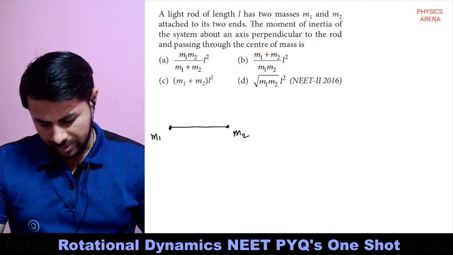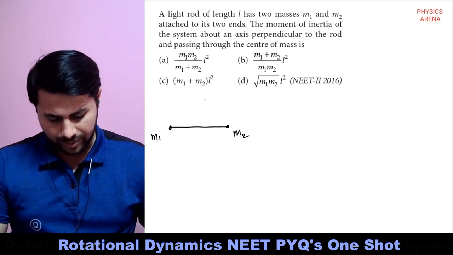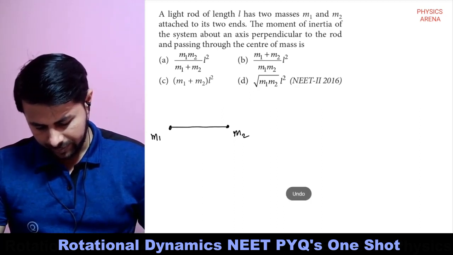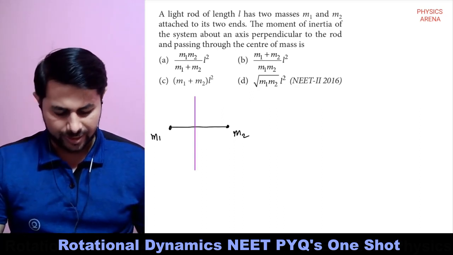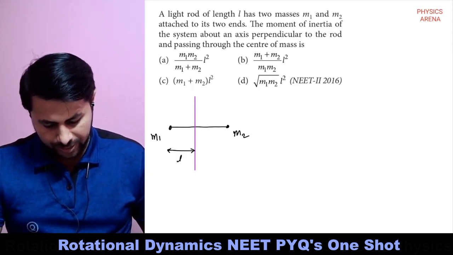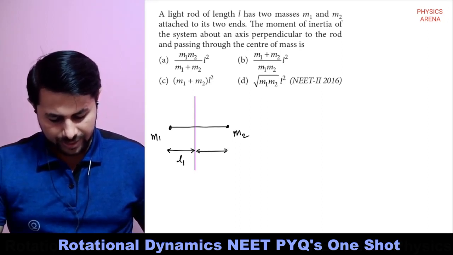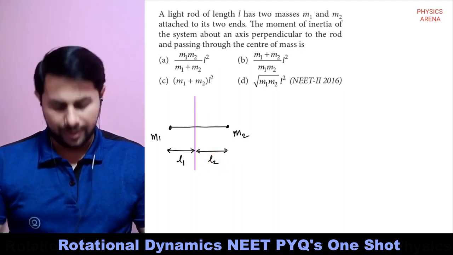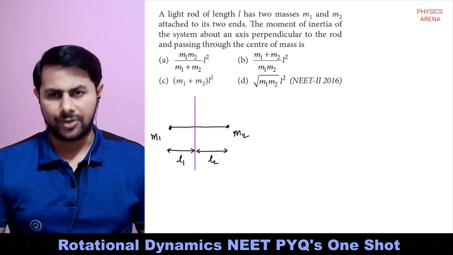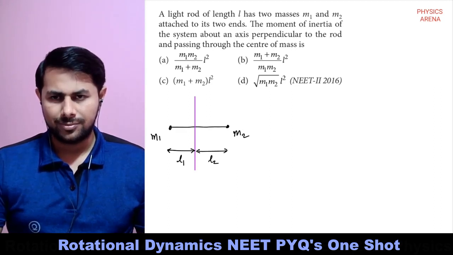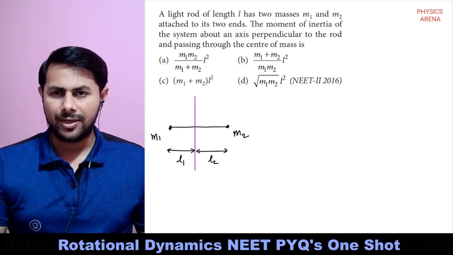The center of mass. So let's suppose m1 is greater, the center of mass would be towards m1, right? So let's suppose this is the axis which passes through the center of mass. So this much length is, suppose, L1, this much length is, suppose, L2. So L2 will be equal to what? It will be L, the total length, minus L1, right? So we can find L1 and L2.